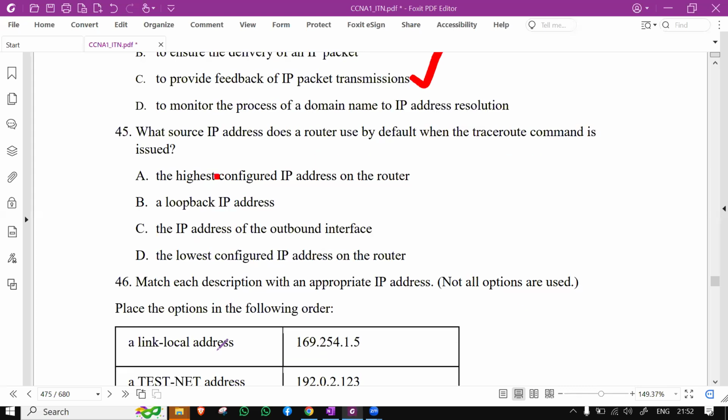What source IP address does a router by default use when the traceroute command is issued? What source? Is it not the address of the device? The IP address of the outbound interface. The lowest configured IP address of the router. Okay, what source IP address does a router use? Which one is the answer there?